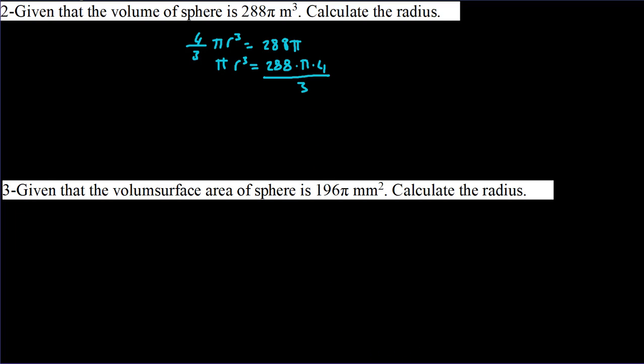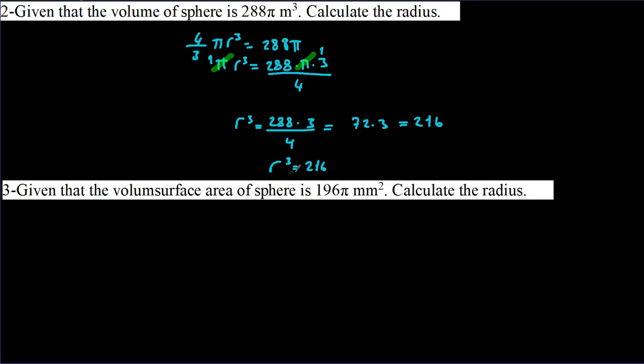It's going to be the opposite. It should not be times 3 over 4... sorry, it should be times 3 over 4. And pi is the same on both sides. I can simplify easily from both sides. So this one and this one I simplify, and I'm going to write 1 and 1 on both sides. And then r cube is equal to 288 times 3 divided by 4, which is equal to 288 divided by 4, which is 72. 72 times 3 is equal to 216. So r cube should be equal to 216.